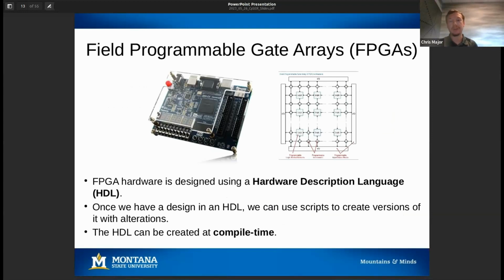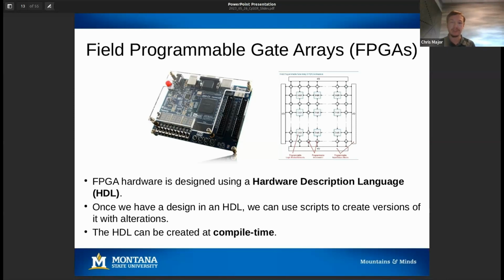So FPGA hardware is designed using what's called a hardware description language, or an HDL. Now, this is different from, say, a standard programming language where, in essence, you're staging a sequence of operations to be followed. So instead of trying to program sequentially, an HDL forces you to program everything in parallel. So you're describing physical digital hardware with an HDL.